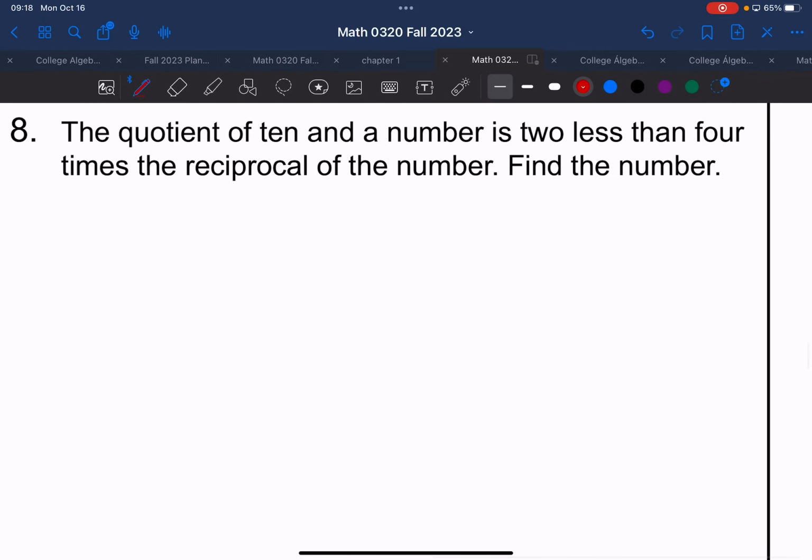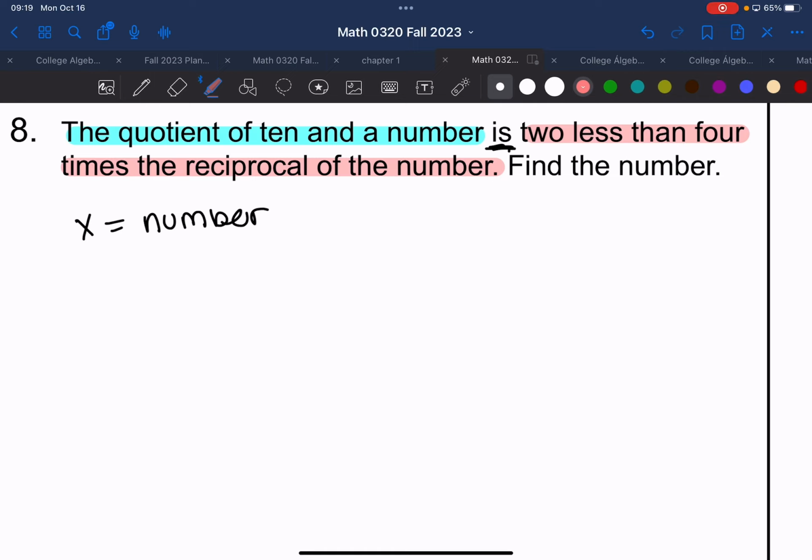So same type of problem because it's telling us to find a number. So last time we labeled the number as x, so x equals the number. And the problem states the quotient of 10 in a number is 2 less than 4 times the reciprocal of the number. So in this case, it gives us both sides of the equation in one sentence. And we know that because what word separates our two sides? Is. So that means we have one side of the equation and then the other side of the equation.